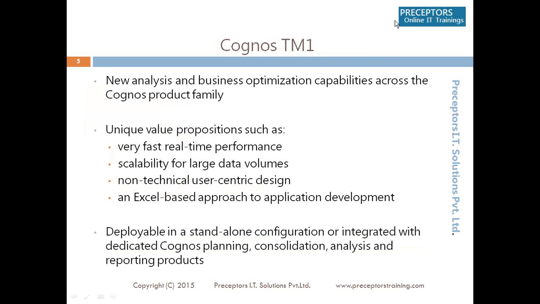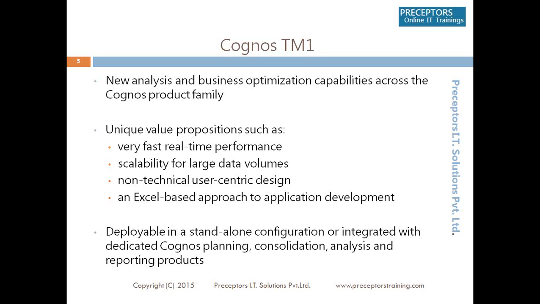So let's talk about Cognos TM1. When I talk about Cognos TM1, one of the major features is that it is in memory. Now when I say it is in memory, it reads and writes the data from the system's RAM. That's one of the reasons why it's really very fast.